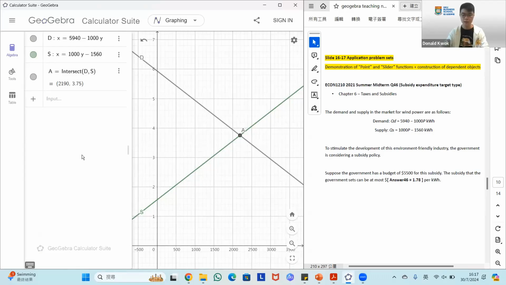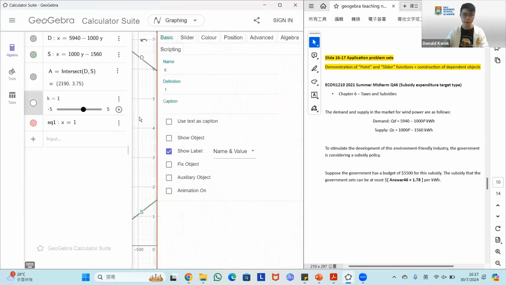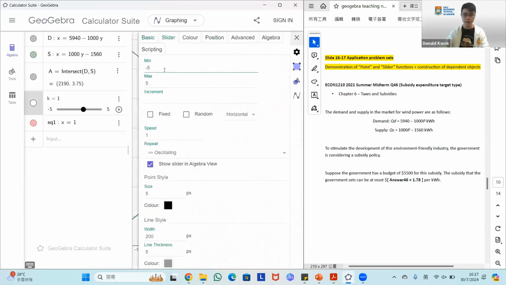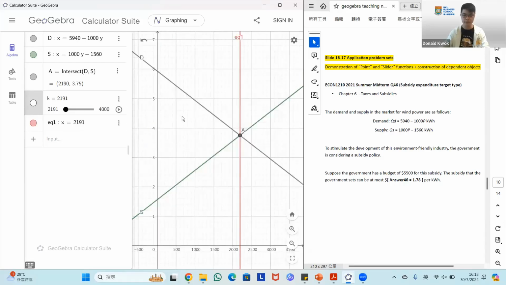To begin with, let me create a slider that represents the new quantity after subsidization and call it x equals k, where k is the slider. Next, I will adjust the lower bound and upper bound of the slider. For the minimum, I just type it slightly greater than the market equilibrium quantity. All right, somewhere like this.